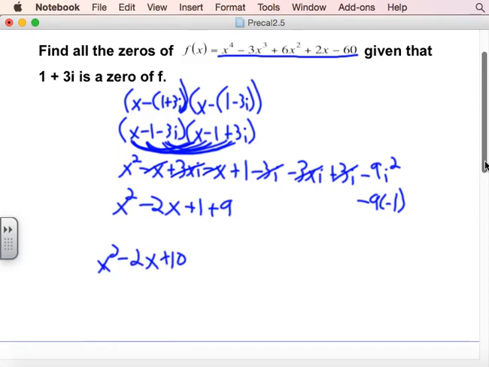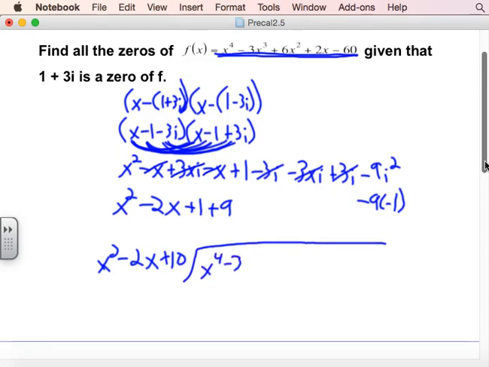So what we can do to figure out the rest of the function to find the other zeros is divide x to the fourth, the whole function f, by x squared minus 2x plus 10, because it should divide into it evenly, and we'll get what's left. But because x squared minus 2x plus 10 is not a linear factor, we've got to do long division instead of synthetic division. So this is where long division comes in.